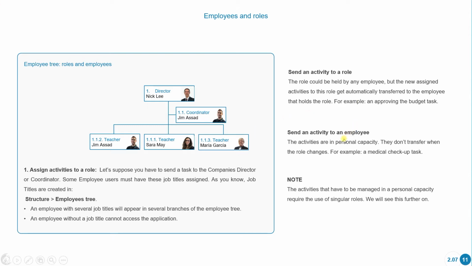Send an activity to an employee. The activities are in personal capacity. They don't transfer when the role changes, for example, a medical checkup task. The activities that have to be managed in a personal capacity require the use of singular roles. We will see this further on. Let's go to the application now to see what happens if a task goes to a role and the person that holds the role changes.